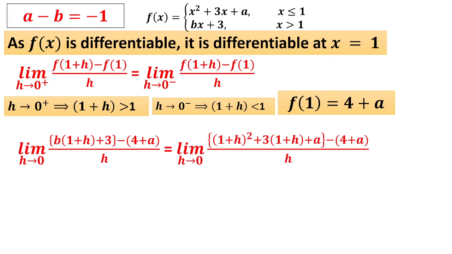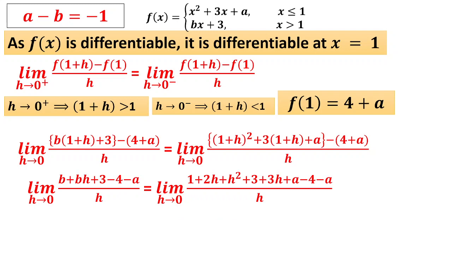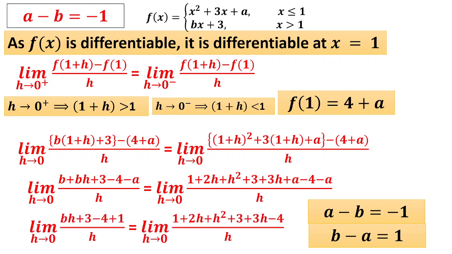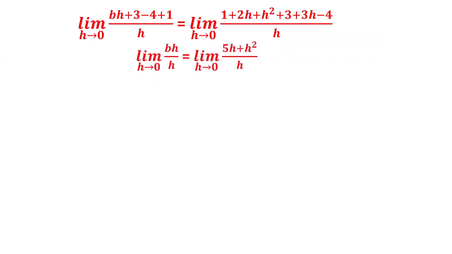Limit h goes to 0 of f of 1 plus h, we have to take bx plus 3. Therefore b into 1 plus h plus 3 minus 4 minus a upon h. For h goes to 0 minus I have to take x square plus 3x plus a. Therefore 1 plus h the whole square plus 3 into 1 plus h plus a minus 4 plus a by h. Normal simplification on the left hand side and right hand side. Already I know that a minus b is equal to minus 1, therefore b minus a is equal to 1. I am substituting that and continuing now.